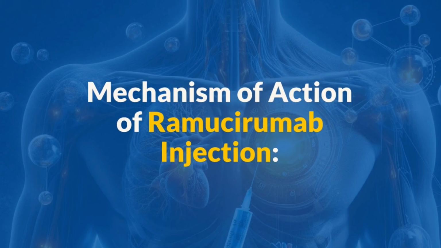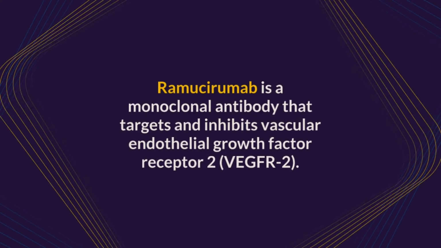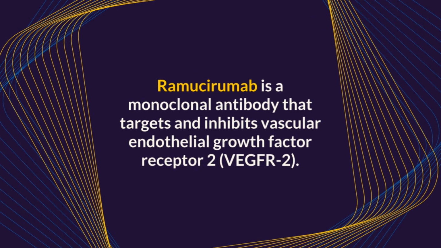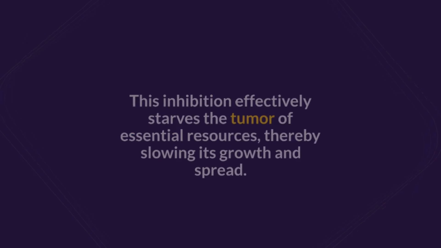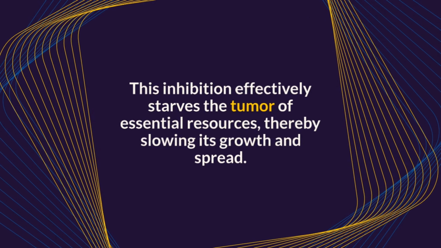Mechanism of action of Ramucirumab injection. Ramucirumab is a monoclonal antibody that targets and inhibits vascular endothelial growth factor receptor 2. By blocking vascular endothelial growth factor receptor 2, Ramucirumab disrupts the angiogenesis process, which is the formation of new blood vessels that supply the tumor with nutrients and oxygen. This inhibition effectively starves the tumor of essential resources, thereby slowing its growth and spread.